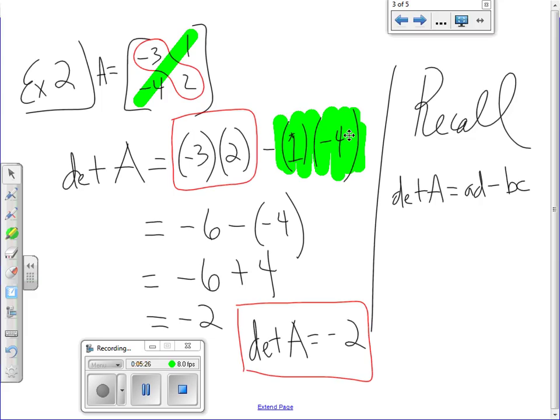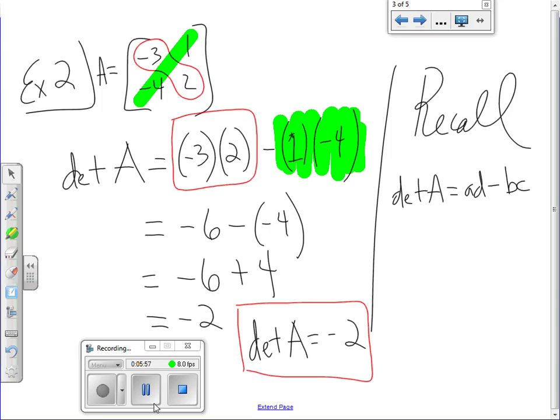1 times -4 is -4. Because I have this subtract a negative, what this subtraction symbol really is telling me to do is take the opposite of what comes after it. The opposite of -4 is +4. So now I have -6 plus 4, which gave -2. Hopefully you got the same thing. If you didn't, that's okay. Call me over to your desk. I'll be happy to explain where your mistake may have been if you can't find it yourself.